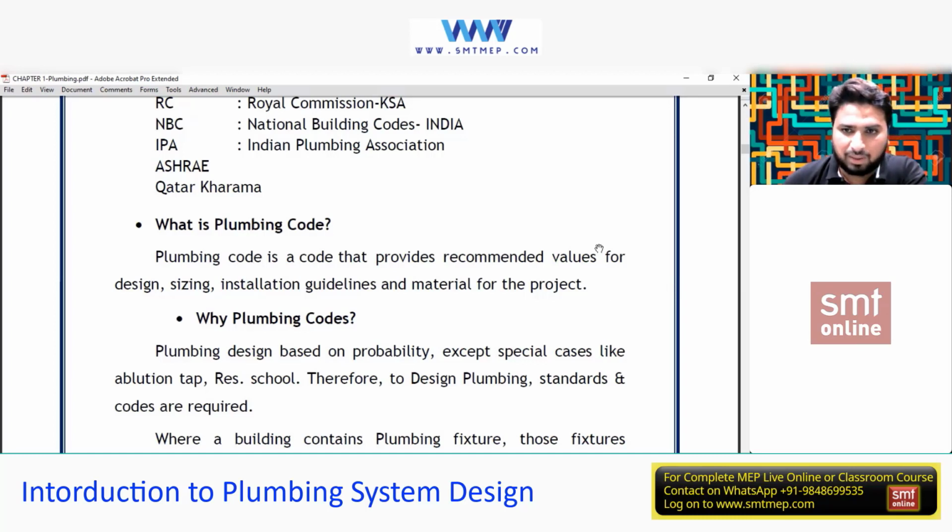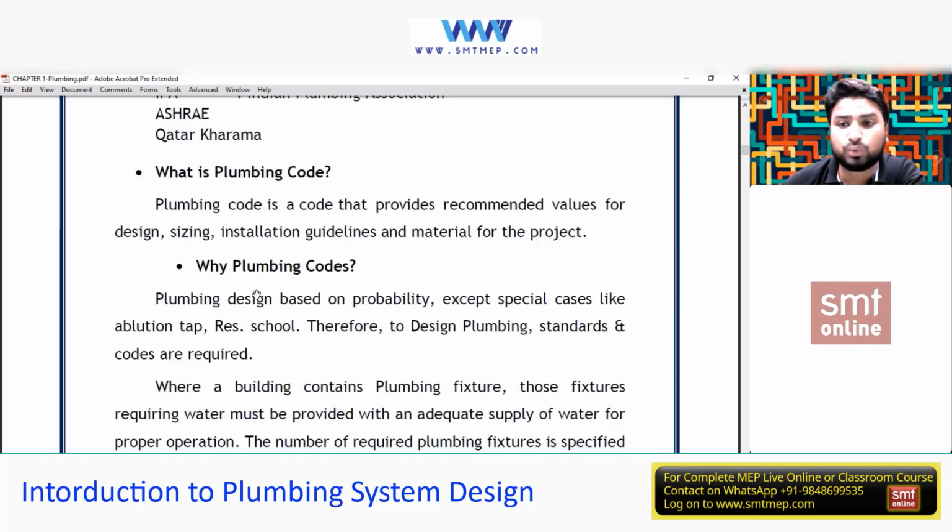This was about the plumbing code. So these are the things we'll be getting help from the plumbing code, and these are all listed in the plumbing codes. Now, why do we need these codes? This is very, very essential and important. We have already learned something over here. Now, let's see in a technical manner exactly how this can help us.